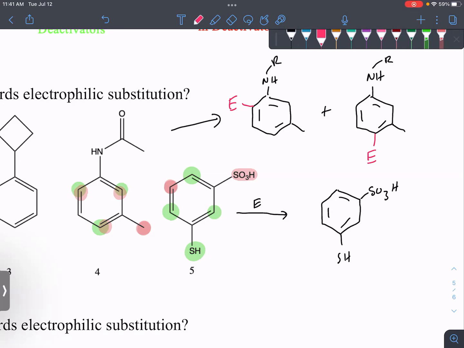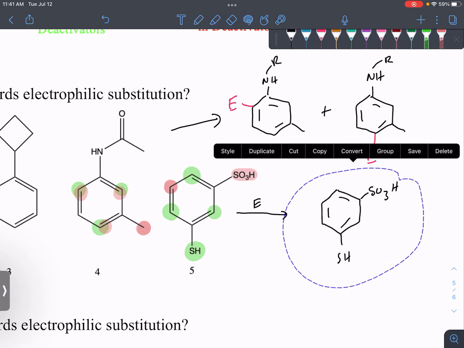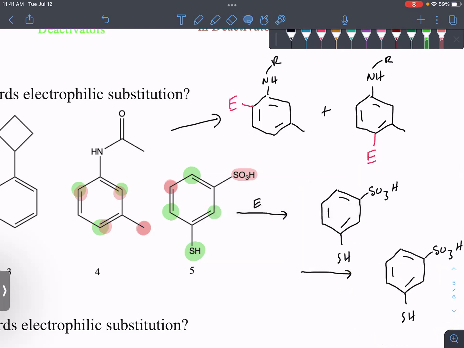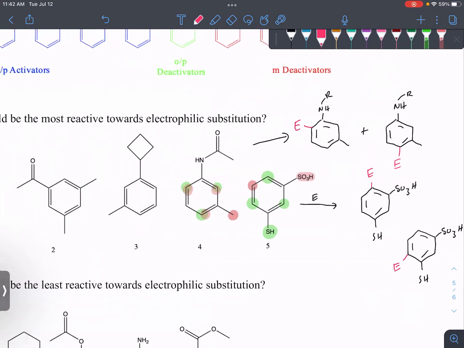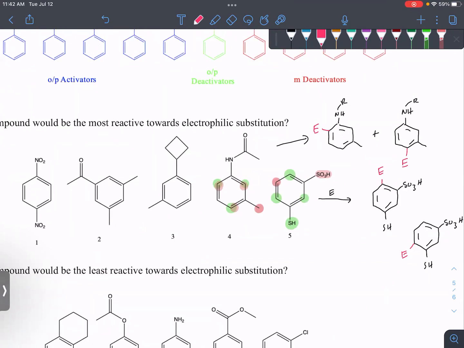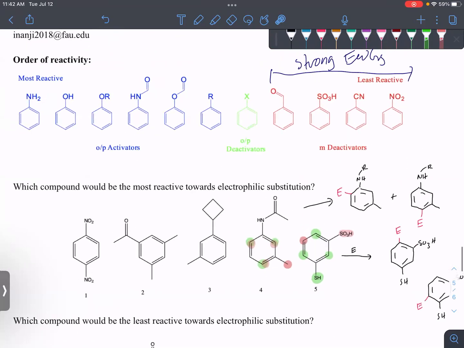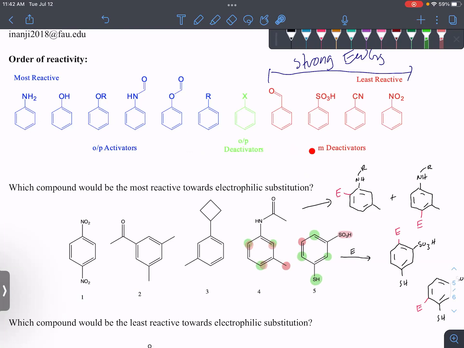In our final product, we're going to have one with the electrophile para to the SH, and one where it's ortho to the SH. We're not really going to have much of a meta product. Every time you have a benzene with 2 substituents that have competing directing effects, like they don't overlap like they do in benzene 4, you have to go to this chart and see which one is more reactive. The substituent that's further to the left is going to have higher priority.